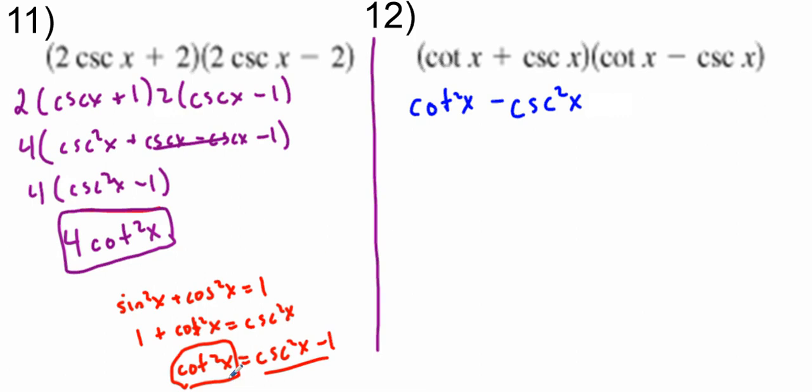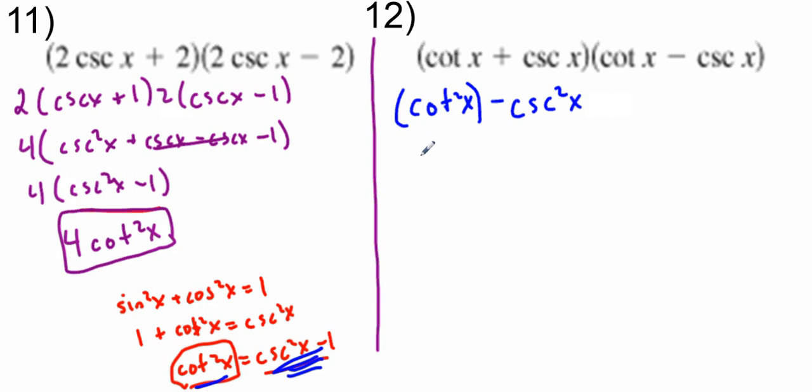Now right here, if you notice, cotangent squared is actually cosecant squared x minus 1. So what I'm going to do is, since I already have a cosecant here, I'm going to simplify this. I'm going to replace this cotangent squared with this cosecant squared x minus 1. All right, so I'm going to replace this portion with this right here. So I get all cosecants. I'm going to see what happens here.